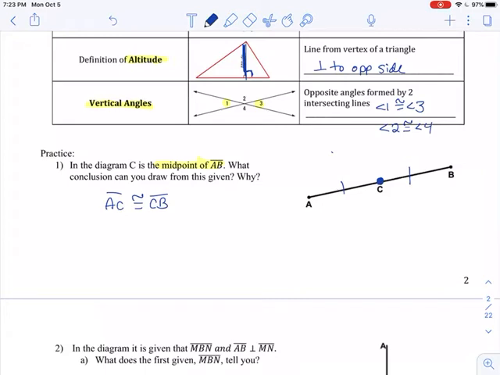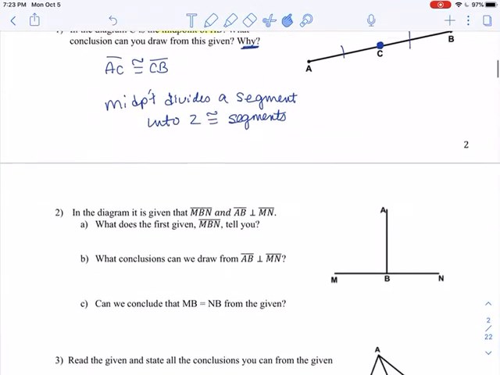So that's my conclusion. This is all what a proof really is: you're given some information and you're drawing conclusions from that information. Now why? How do you know that AC is congruent to CB? Well, a midpoint divides a segment into two congruent segments. So I'm basically just using my definition of midpoint.